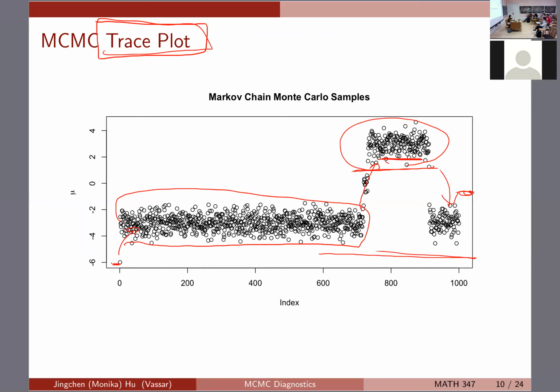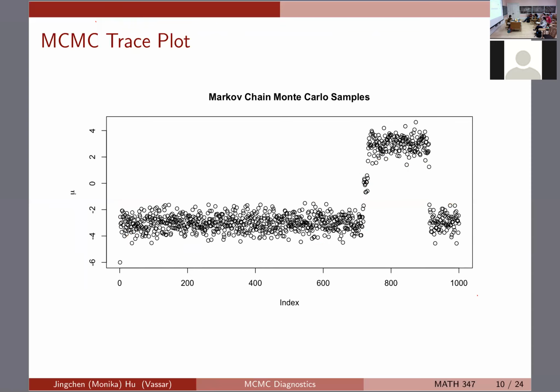But even just looking at this, you might guess that we should have run it longer, right? Because this is only 1,000 draws. If you run it longer, then the chain will probably be able to explore the parameter space much better. Okay, so again, the trace plot is one of the first things you should check to see how your chain is doing. Okay, so this is the example.